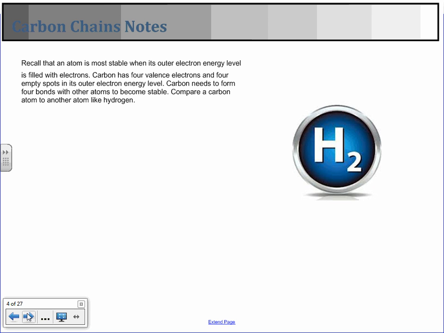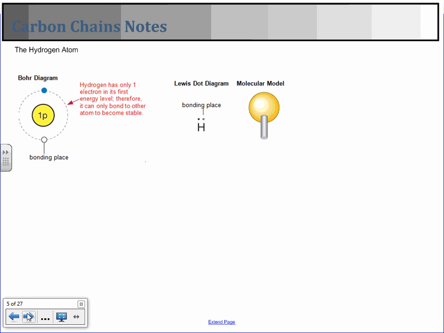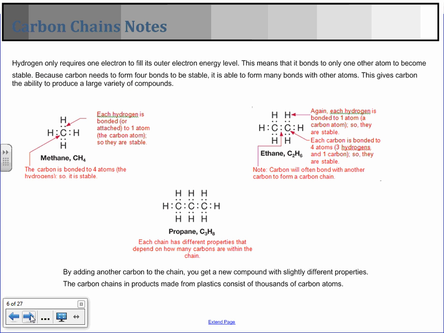Compare a carbon atom to other atoms like hydrogen. Hydrogen has only 1 electron in its first energy level. Therefore, it can only bond to 1 other atom to become stable. And here we've got our Lewis dot diagrams and molecular models for that. Hydrogen only requires 1 electron to fill its outer energy level. This means that it bonds to only 1 other atom to become stable. Because carbon needs to form 4 bonds to become stable, it's able to form many bonds with other atoms. This gives carbon the ability to produce a large variety of compounds.